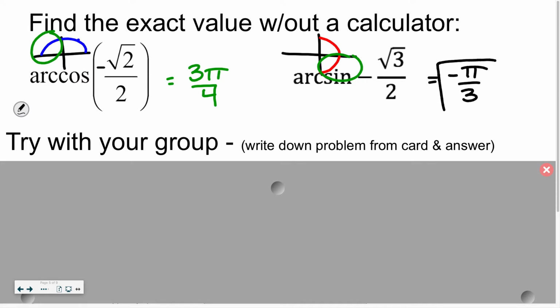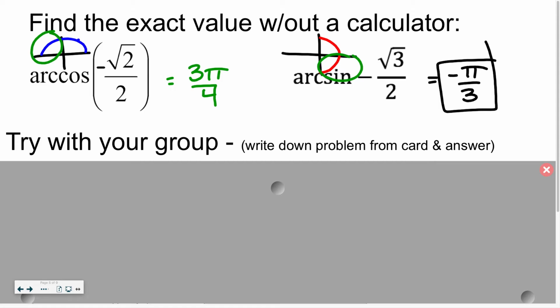Negative pi thirds is the only acceptable answer. And the default is to give it in radians. I would say practice in radians. But that's the only okay answer. You can't tell me 5 pi over thirds. You can't tell me 4 pi over thirds. Because it's an inverse sine, it has to be between negative pi halves and positive pi halves.